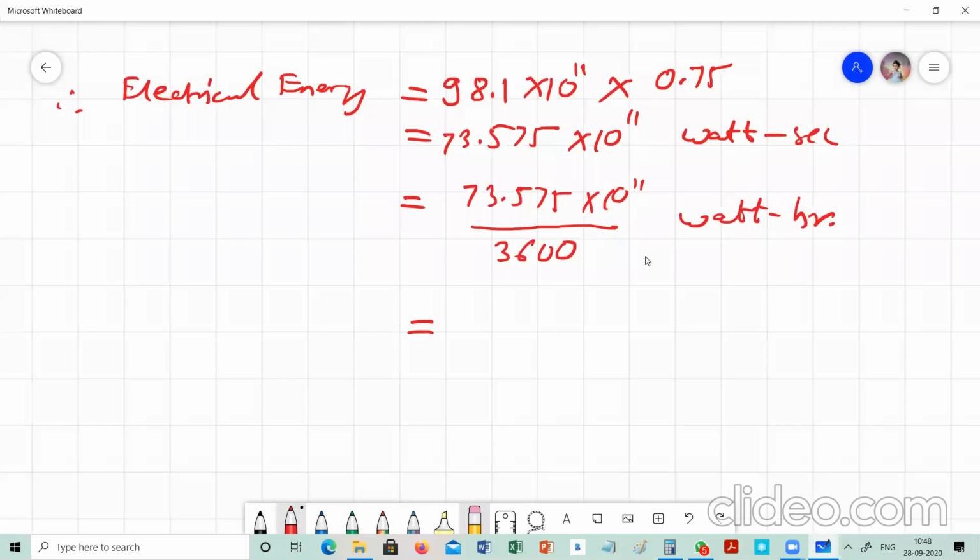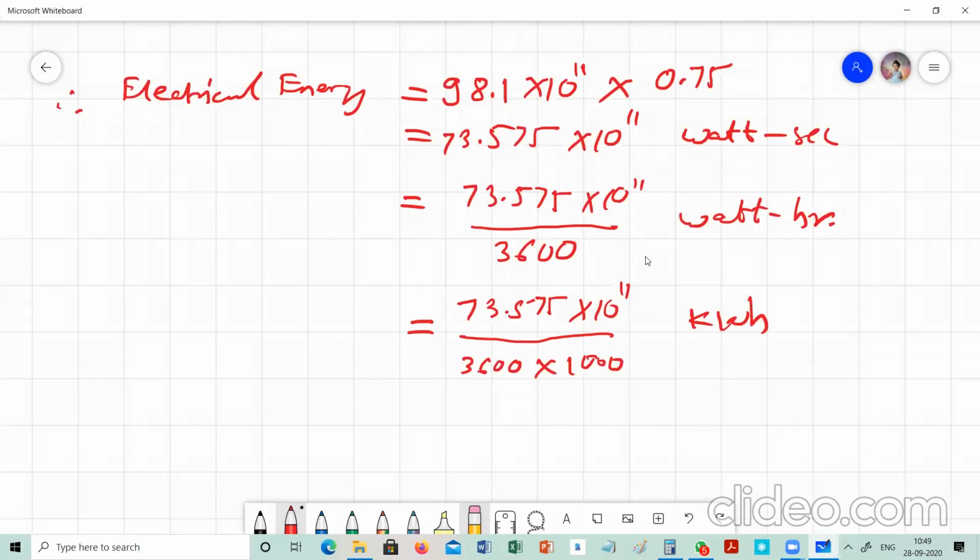It is equal to 73.575 into 10 raised to 11 divided by 3600 into 1000. It will give the answer in kWh. Okay, do you get it?